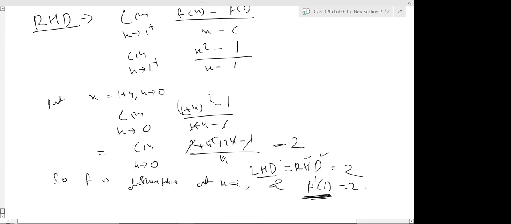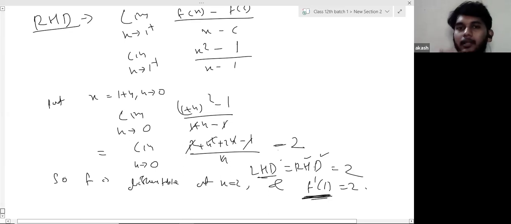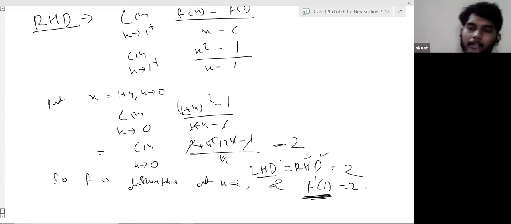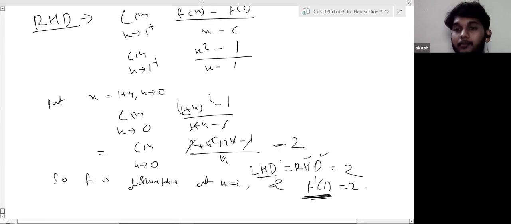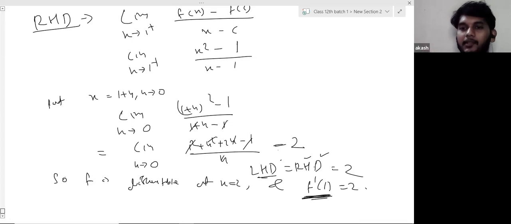Yes, sir. So if they ask f dash 2, then how can we do it? Either you can figure out this limit, or you can just differentiate x square, because we know that x square graph is a parabola, like in competitive papers, not CBSE. If they ask to find if the function is differentiable at 2, then you have to do these limits.